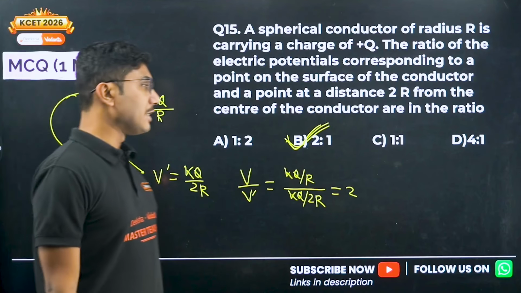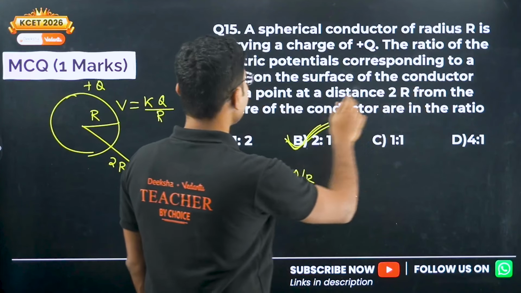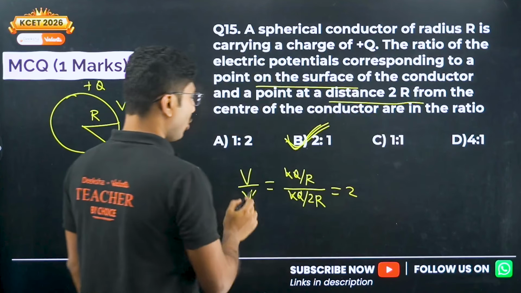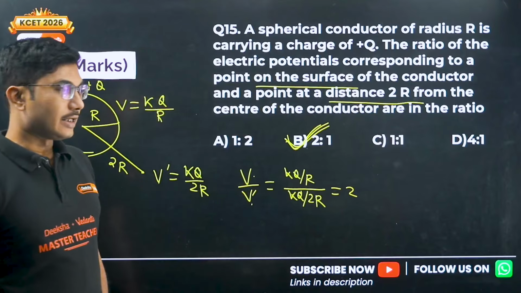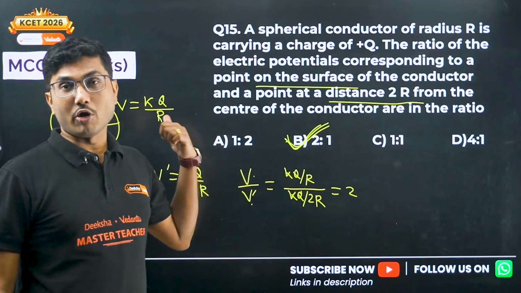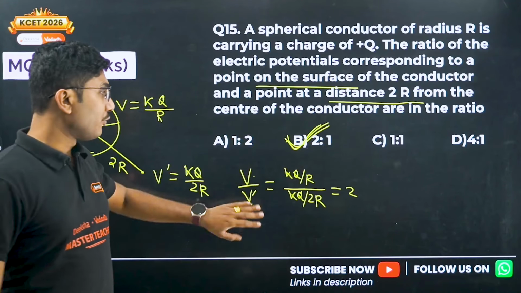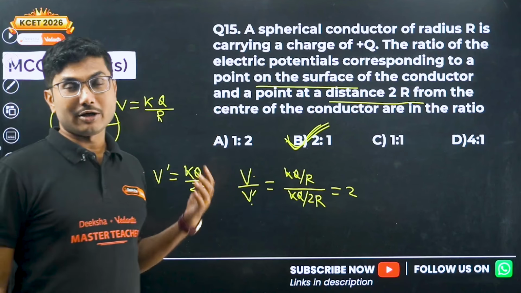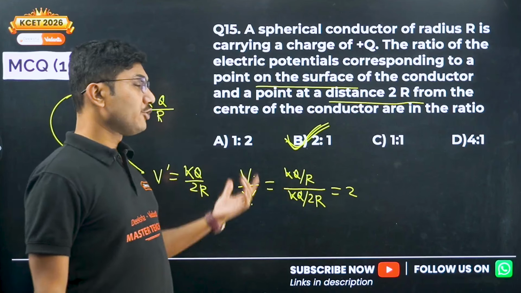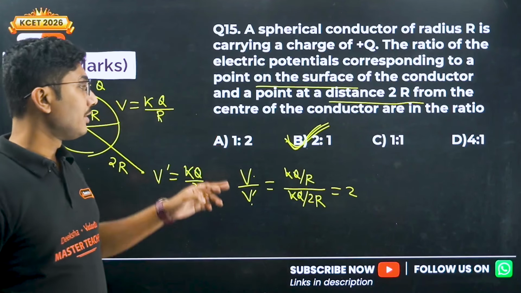Whenever there is a ratio based question, make sure what is the order. So electric potential corresponding to a point on the surface first, and second is at a distance 2r. So that's how you calculate the potential ratio. In a ratio based question, the order is very important, because you can see 2:1 is there, 1:2 is there. If you have calculated V dash by V, you might have thought that maybe it is 1:2. So whenever you are solving a ratio based question, make sure that you are correctly calculating the ratio order.